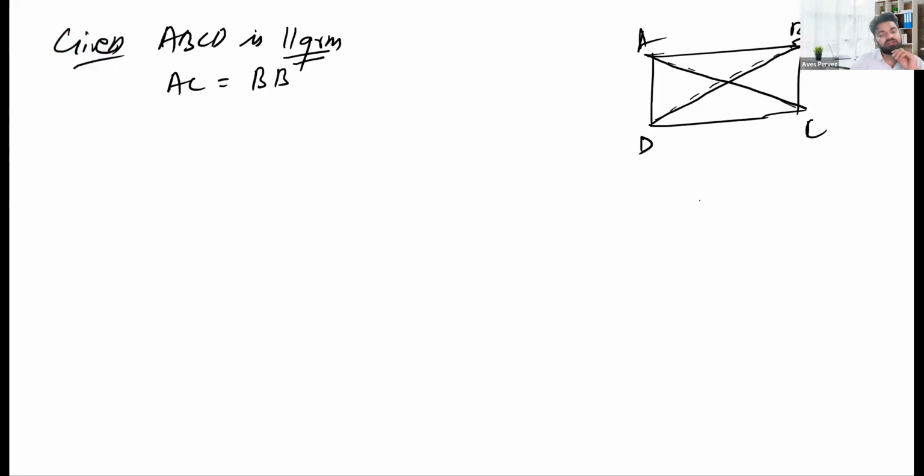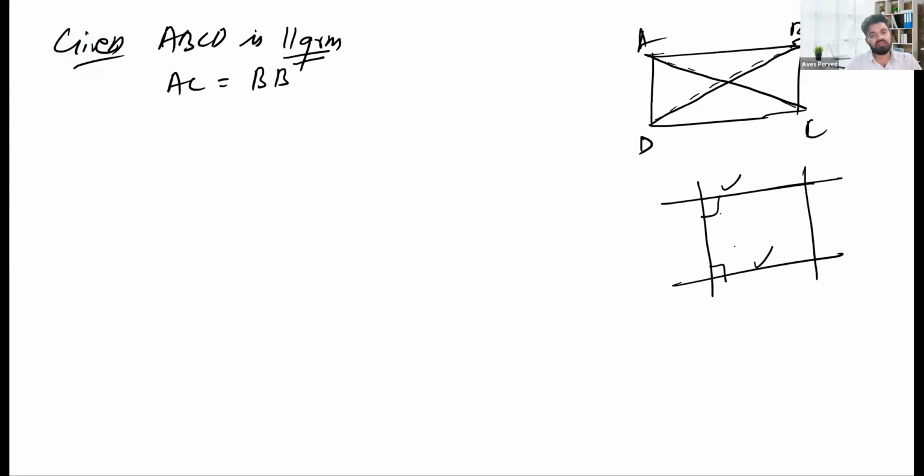You know that in a parallelogram, this side is parallel to this side, and this side is parallel to this side. So the sum of this angle and this angle will be 180°. We have studied this in lines and angles: the sum of adjacent interior angles is 180°. If it is 120°, then this will be 60°. If it is 130°, then this will be 50°.